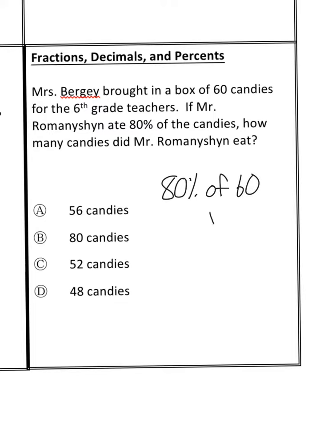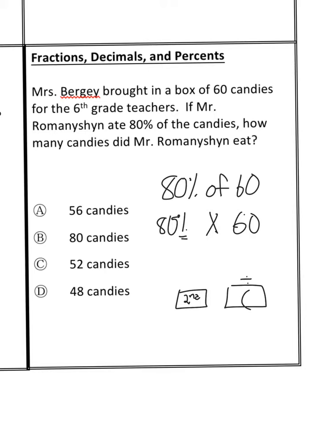Now if you remember, of means times, so you have a couple ways you can figure this out. One is you can type 80% on your calculator, but you have to be able to get that percent sign and do times 60. Now remember, to get the percent sign, you have to hit the second button up in the top left corner, and then I believe it's the left parentheses. Above the left parentheses, you'll see the percent button. So if you get 80% times 60, you'll get your answer.